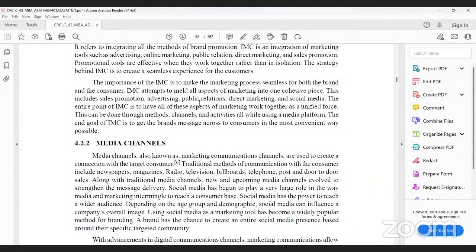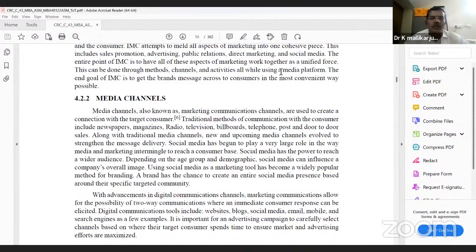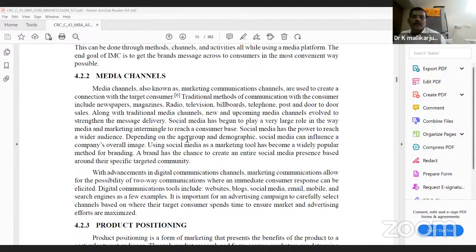And media channels, so far we discussed so many media channels. Media channels, also known as marketing communication channels, are used to create connection with the target customers, right? Traditional methods of communication are there, like newspapers, radio, magazines, television, billboards, telephone, post, and door-to-door sales, the different kinds of media channels. Depending upon the age group or demographic, social media can influence the company's overall image.